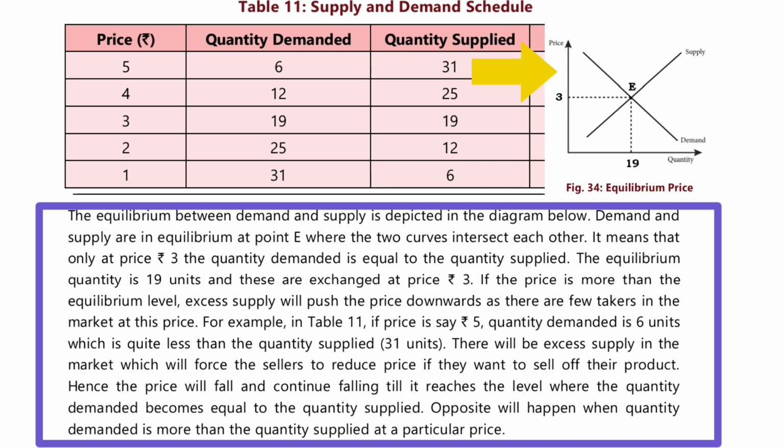You can see on the y-axis you have the price, on the x-axis you have the quantity. Both the demand curve and supply curve intersect at a point E. So that is what is called the equilibrium price. When the quantity demanded is more and the quantity supplied is less, it is an upward impact on price. When the quantity demanded is less and the quantity supplied is more, it is a downward impact on price. But when they both match each other, it is said to be in equilibrium.